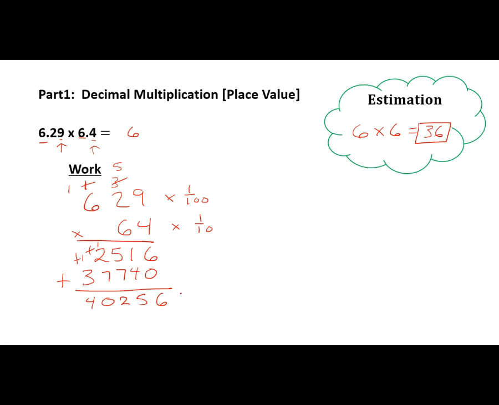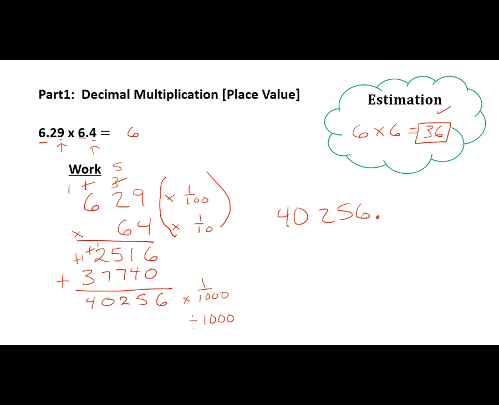40,256. But we know that this can't be right because if you look at our estimation, it's close to 36. Remember, we converted 6 and 29 hundredths into hundredths only. We converted 6 and 4 tenths into tenths only. Well, 100 times a tenth is 1,000. We're multiplying by 1,000, and we've been working on the entire year that 1/1000th is the same as dividing by 1,000.